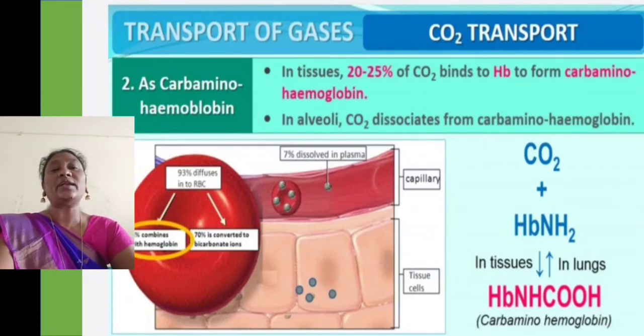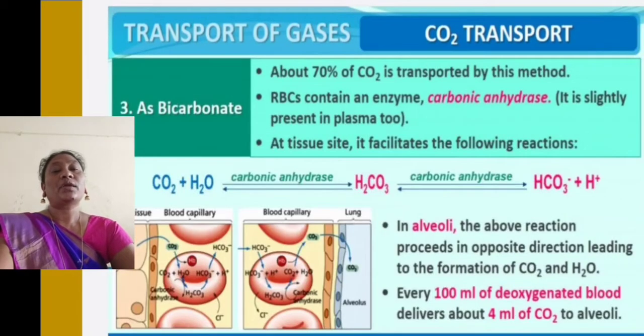As carbaminohemoglobin: in tissues, 20 to 25% of carbon dioxide binds to hemoglobin to form carbaminohemoglobin. In alveoli, carbon dioxide dissociates from the carbaminohemoglobin. CO2 plus Hb NH2, reversible in tissues and in lungs, gives HbNHCOOH, that means carbaminohemoglobin.